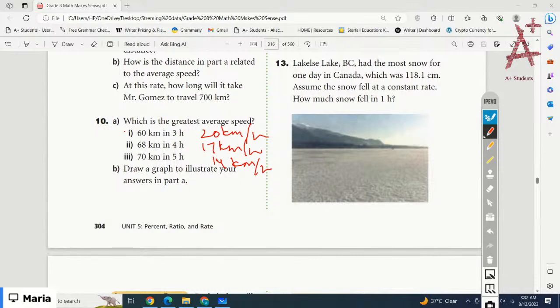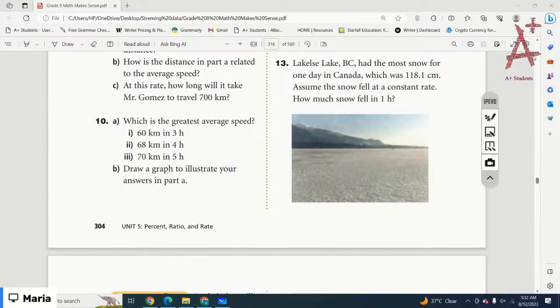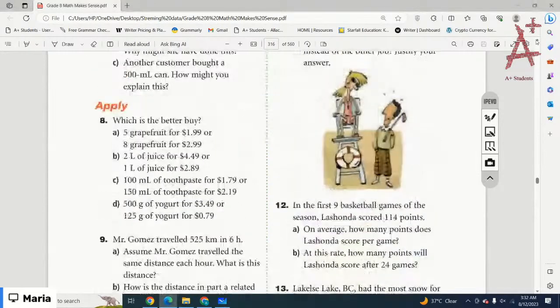60 kilometers in 3 hours is the greatest average speed. Okay. Okay, let's start with question number 12.